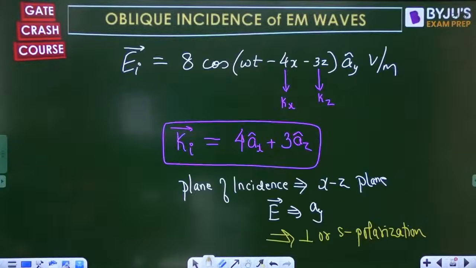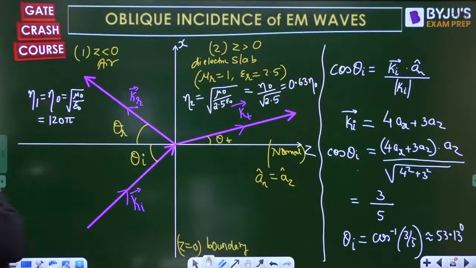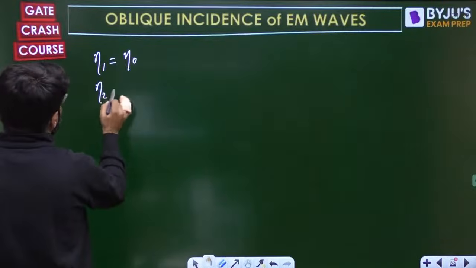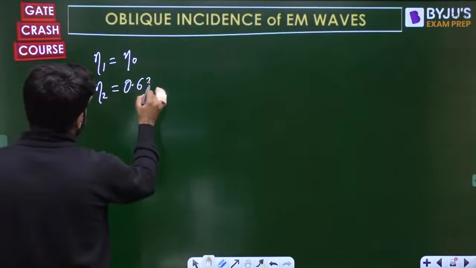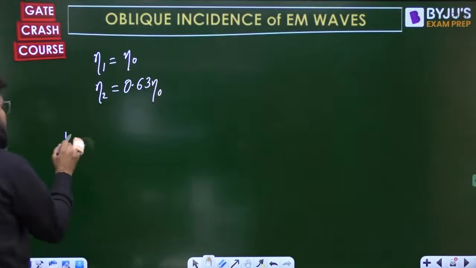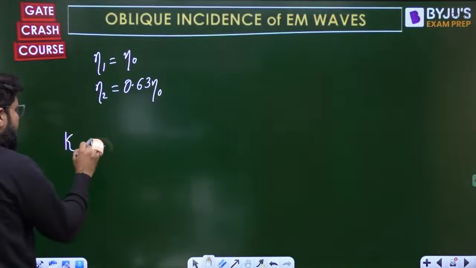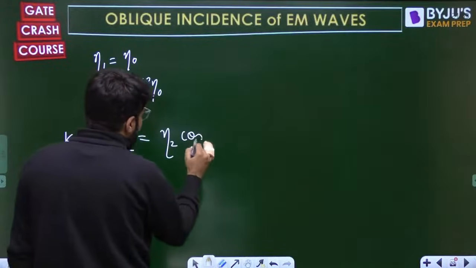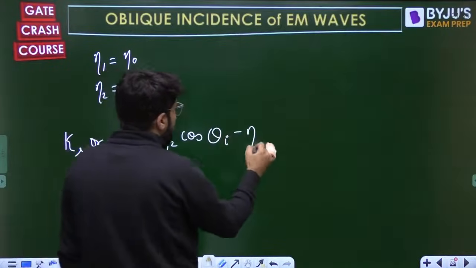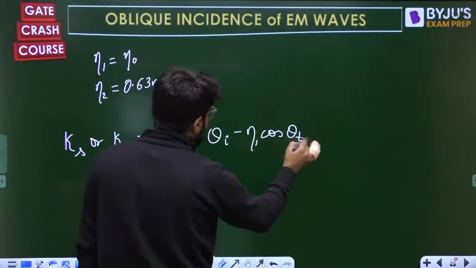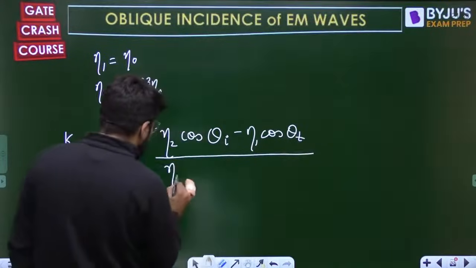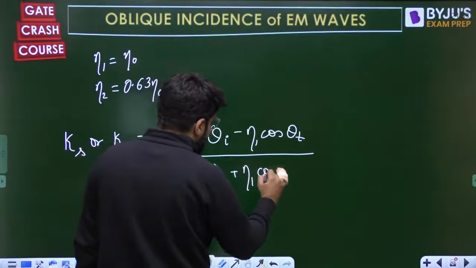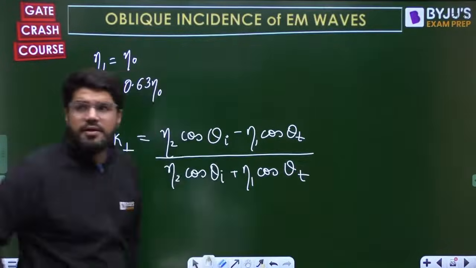Let's complete the question now. Let us first complete this problem. So we have eta 1 equal to eta naught, and eta 2 equal to 0.63 eta naught. And let us talk about K. The K s, also known as K perpendicular, is given by the formula eta 2 cos theta I minus eta 1 cos theta T, divided by eta 2 cos theta I plus eta 1 cos theta T. Correct?